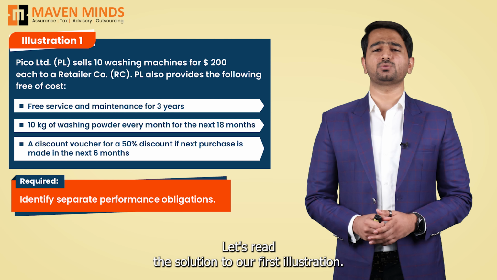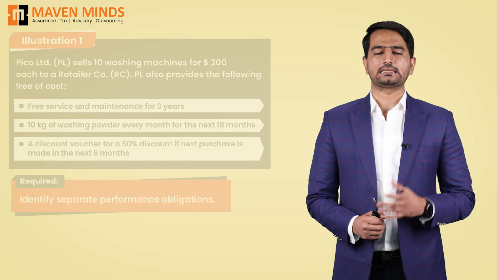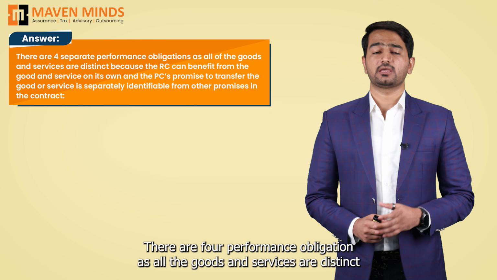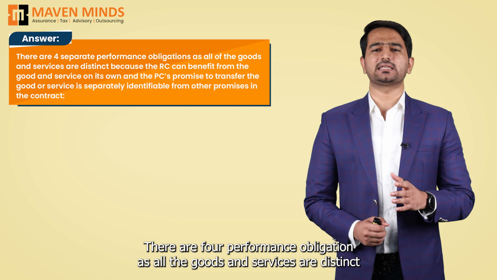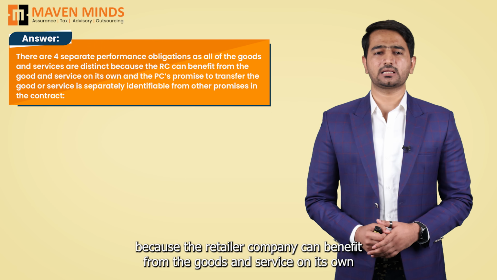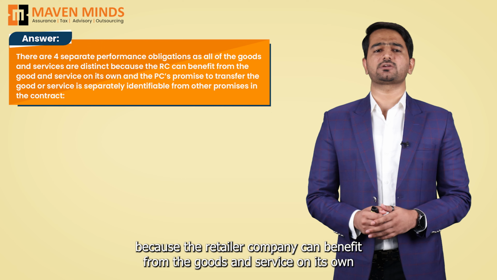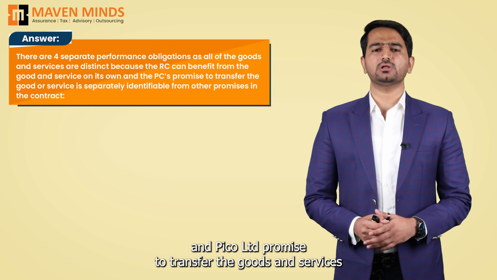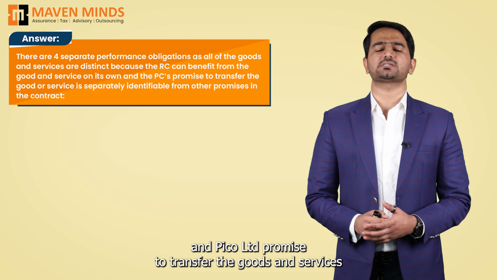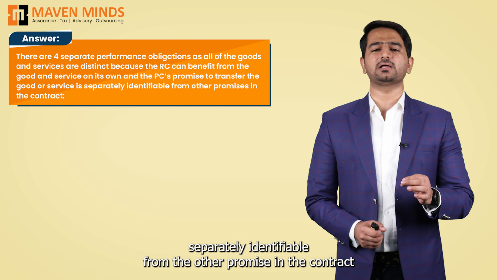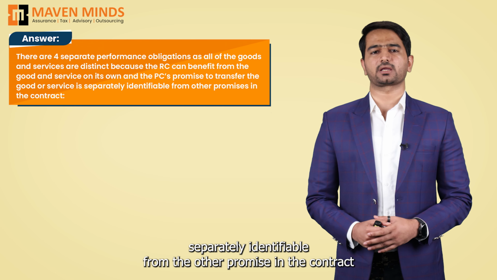Let's read the solution to our first illustration. There are 4 performance obligations as all the goods and services are distinct, because the retailer company can benefit from the goods and services on its own, and PICO Limited's promise to transfer the goods and services is separately identifiable from the other promises in the contract.